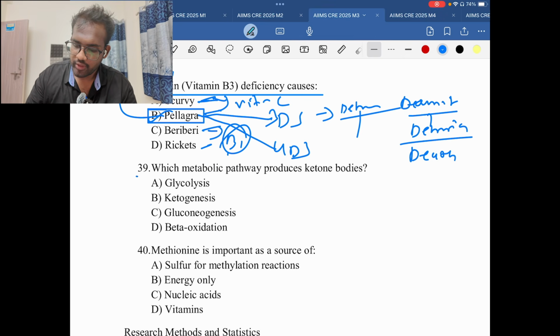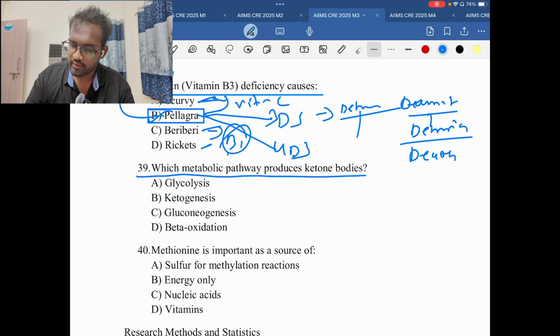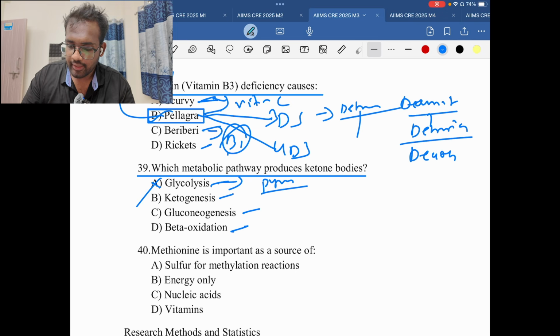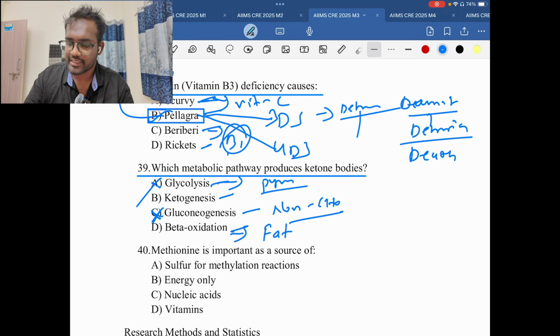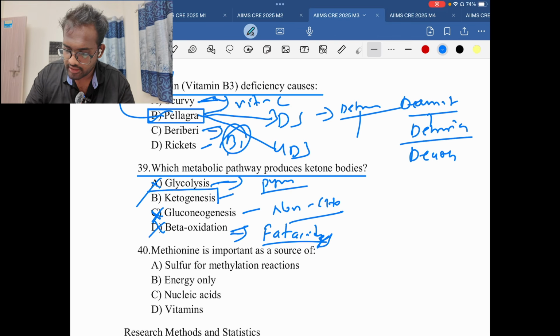Question number 39. Which metabolic pathway produces ketone bodies? Glycolysis, ketogenesis, gluconeogenesis, beta oxidation. So first eliminate the options. Glycolysis helps in glucose oxidation and produces pyruvate. It is not the answer. It is a glucose cycle. Gluconeogenesis is the production of glucose from non-carbohydrate sources, so this is also not the answer. Beta oxidation is the oxidation of fatty acids, so this is also not the answer. So the answer will be ketogenesis.